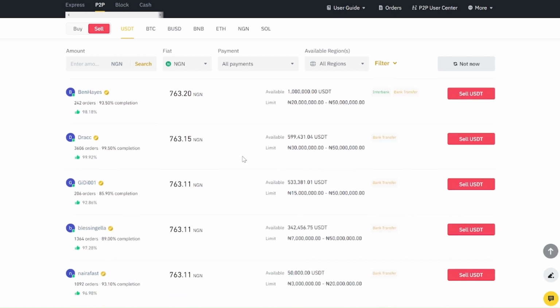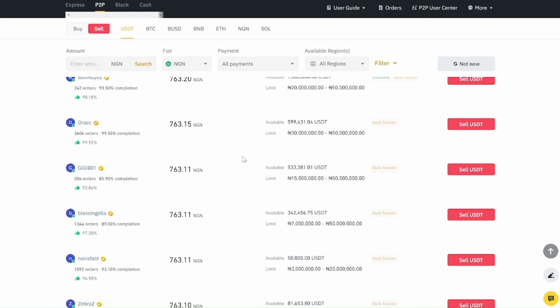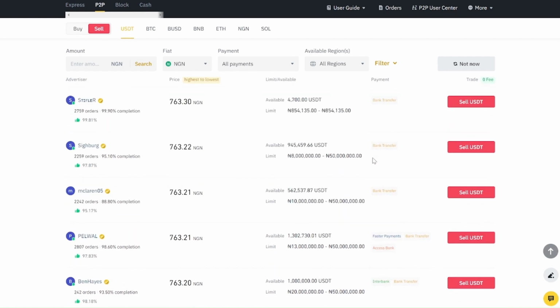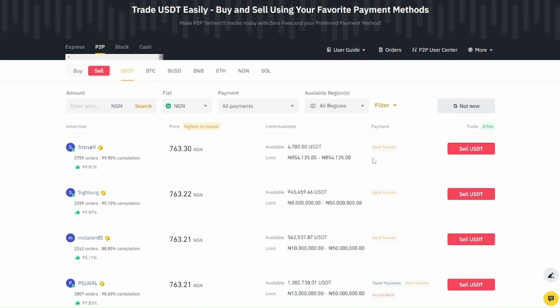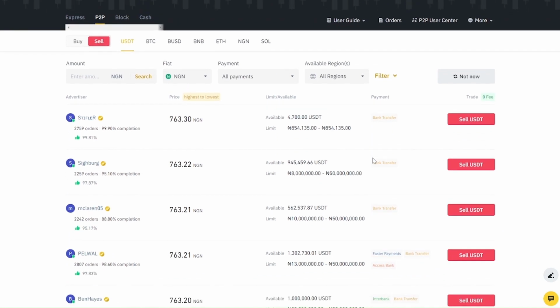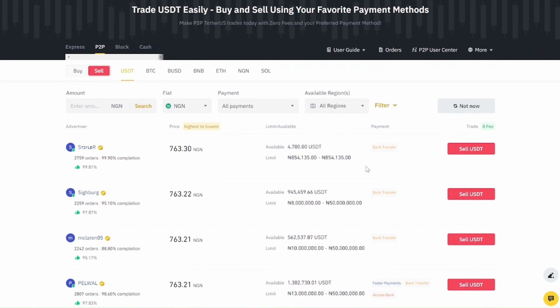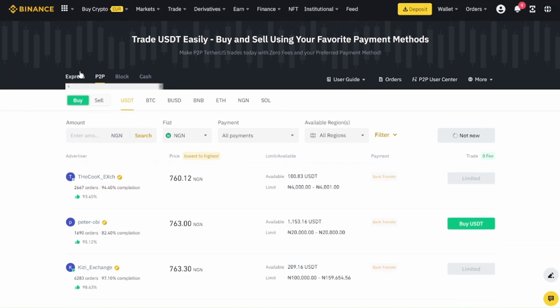And right here, these are the people that are willing to buy from anyone who wants to sell to them over here. They are buying, so it's going to bring it to people over here to sell to them. So as you can see this price right here, if anyone wants to sell, say 854,000 Naira, they are going to sell to people at this price. And let me change again to this section, buy order.